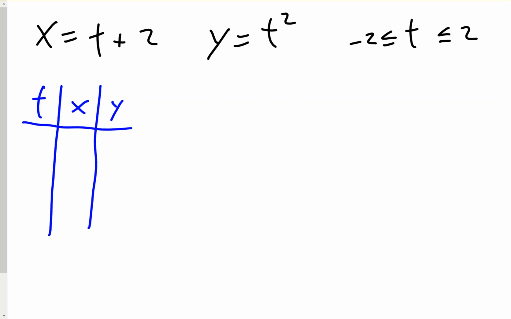Now, because t has to be between -2 and 2, that's going to be the variable that controls everything. So we have -2, -1, 0, 1, and 2. And so now let's start coming up with x values. We plug in -2 for t, so -2 plus 2 would be 0. And then -1 plus 2 would be 1. 0 plus 2 is 2. 1 plus 2 is 3. And 2 plus 2 is 4.